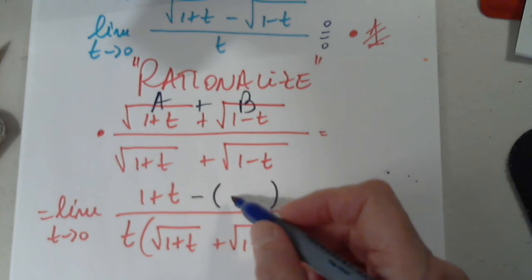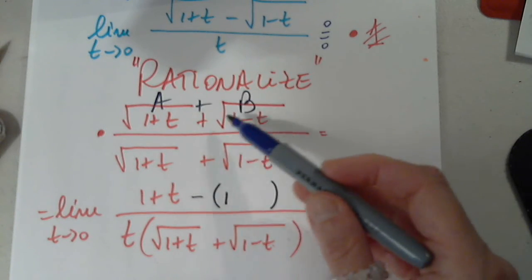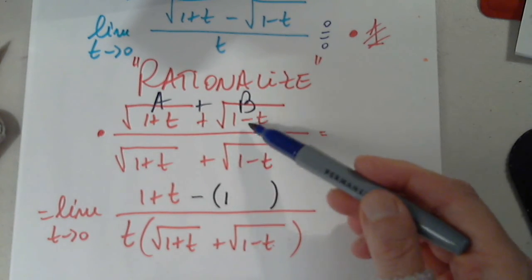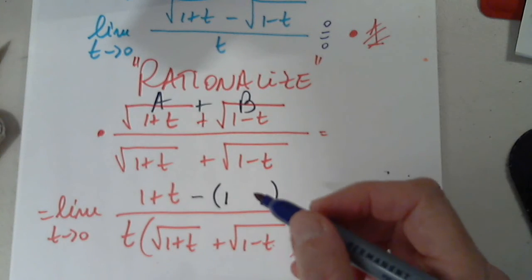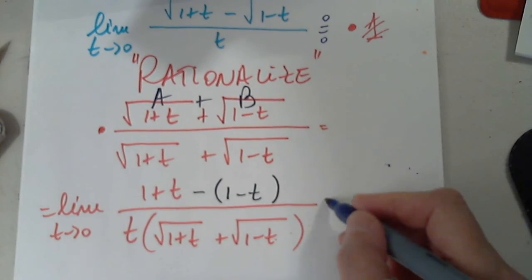1 plus t. I cannot change anything that is inside. When I square the square root, I cannot touch the inside in any way. I'm sorry, I meant 1 minus t. Very good. Excellent. Well done. So let's move on then.